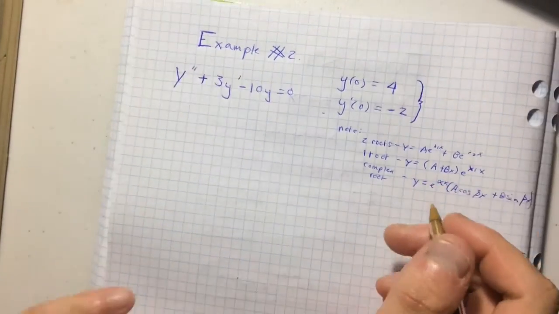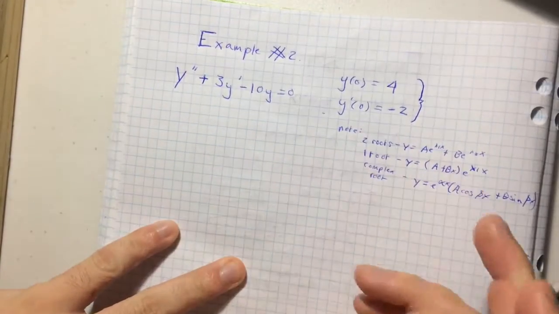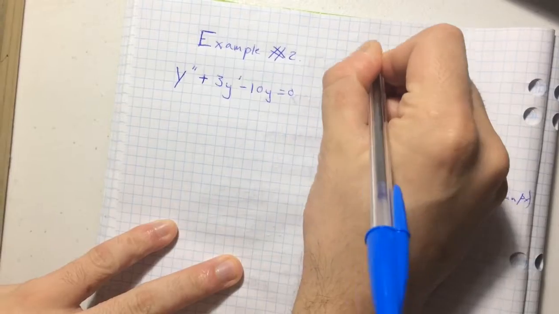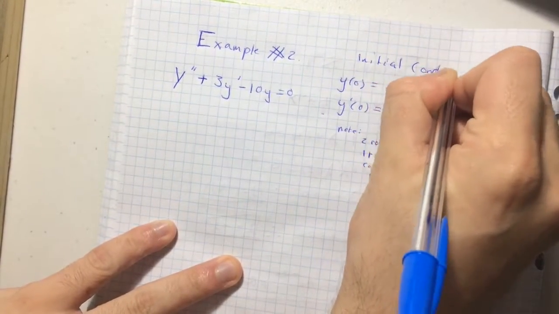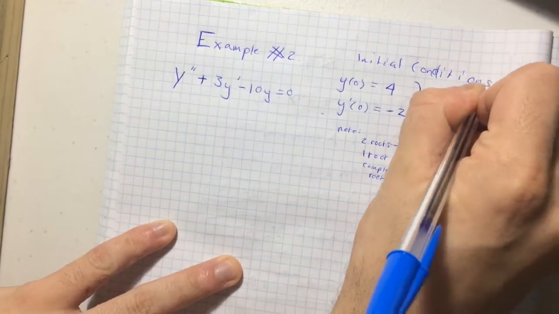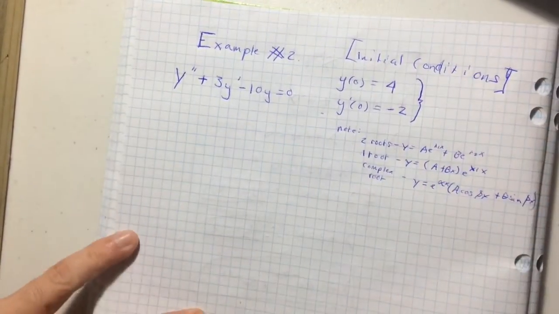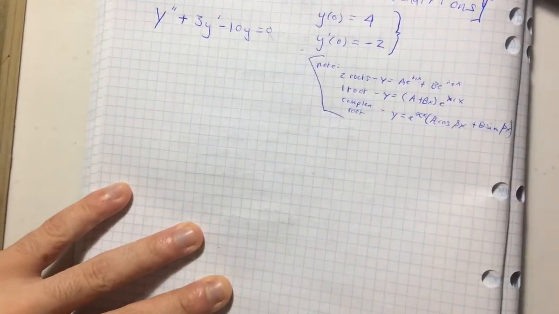This is the second example. In this example, we will solve for the constants. These are the initial conditions. Initial conditions. And what we're going to do, alright, so over here on the right, I've written a note.